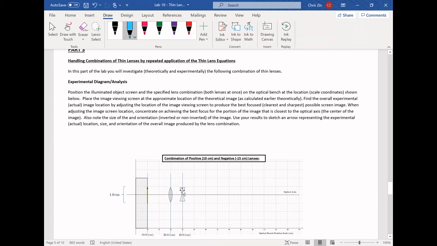So basically in this part of the experiment, the theoretical part will be using the thin lens equation twice to calculate the final image position. And then the experimental part will be the video part, where we determine where the location of the image is experimentally.